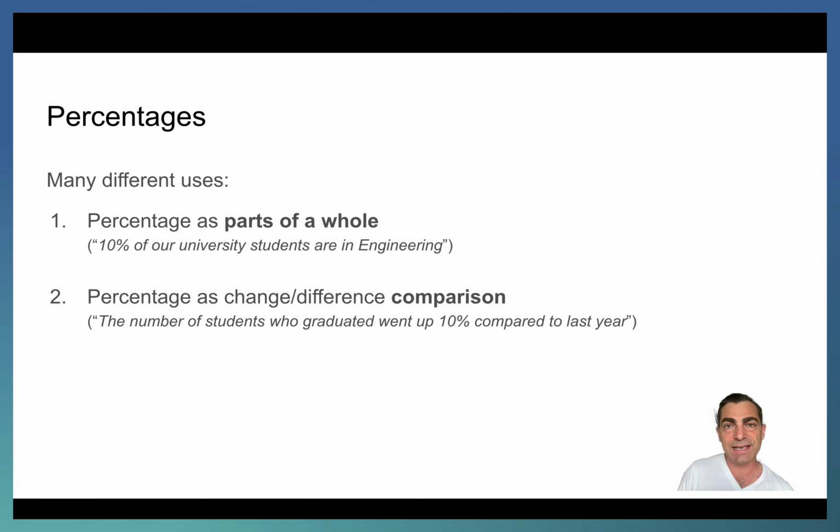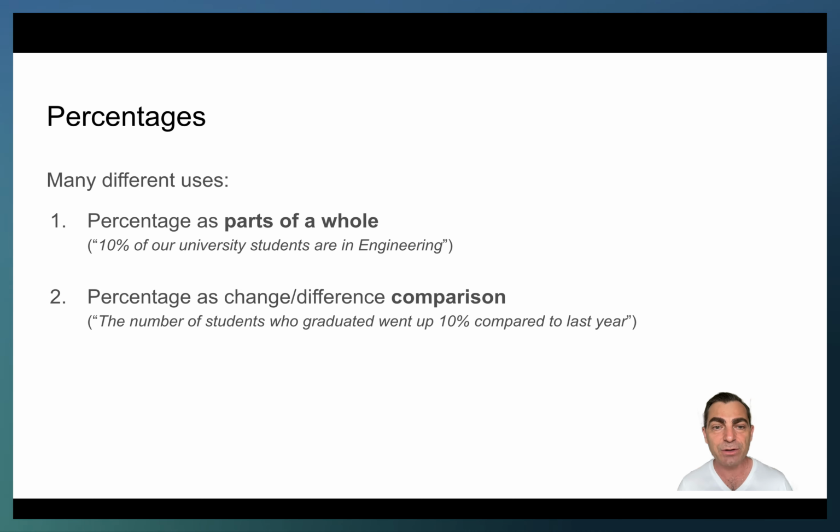Percentages are also used to represent a change or a difference comparison, typically between two or more time steps or two or more conditions. Very often in science, for instance, there's a comparison of different conditions. So if I say the number of students who graduated went up 10% compared to last year, now I'm talking about how a rate here has changed from one year to another. So the percentage is more representing a rate of something rather than the part of a whole.